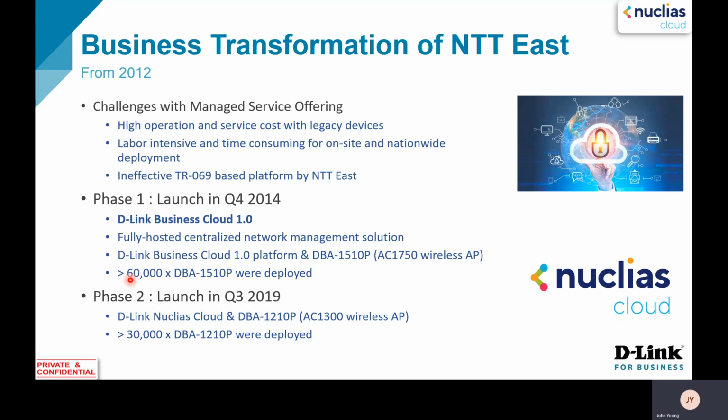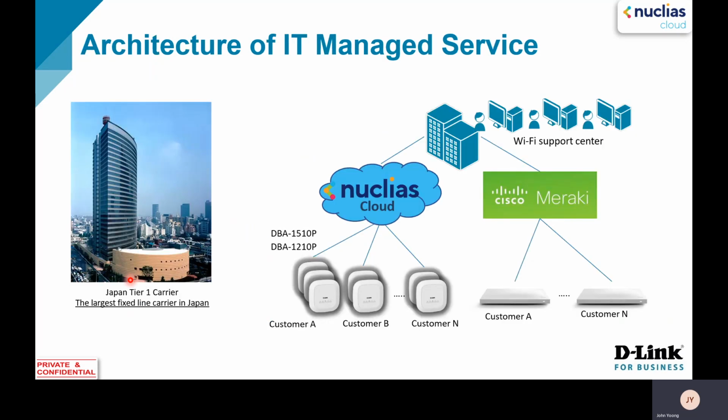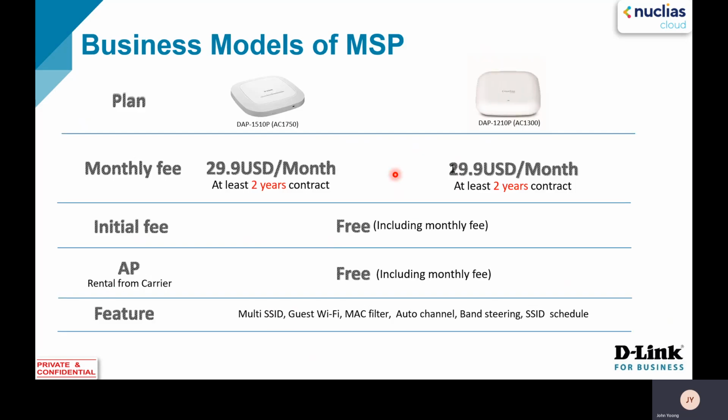30,000. So for the architect, for the NTTEs, it comes with two packages. First, of course, we have the entry, the basic. It's called the Nuclias Cloud, using our DBA 1510 and U1210. Another is the advanced package, which is the Meraki. So 80% of the takeout rate is based on Nuclias Cloud.